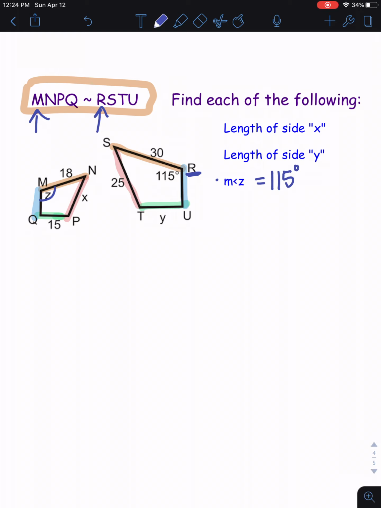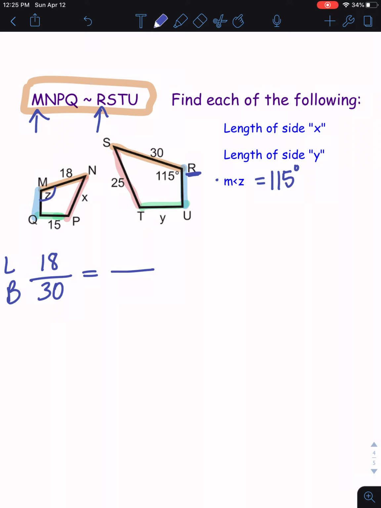Then to find side X. One way to find side X is to use a proportion. Since their sides are proportional, we can set up our proportion to find that missing side. So to set up our proportion where we have a ratio set equal to another ratio, we need to have one ratio where we know the measurements of both. So we start with a pair of corresponding sides. One pair of corresponding sides where I know the measurements of both are the 18 and 30. So as I write that ratio, I'm doing the little quadrilateral over the big quadrilateral.